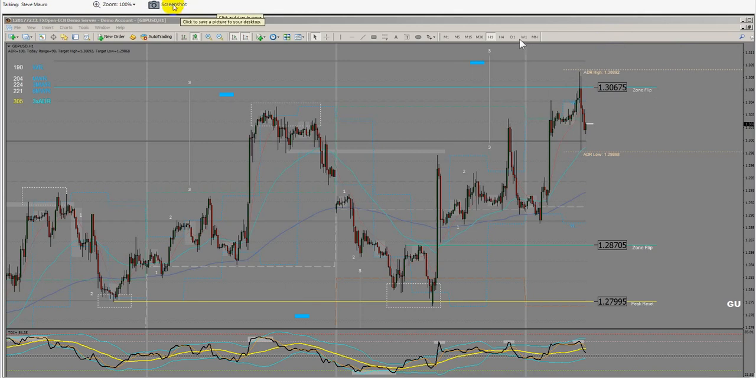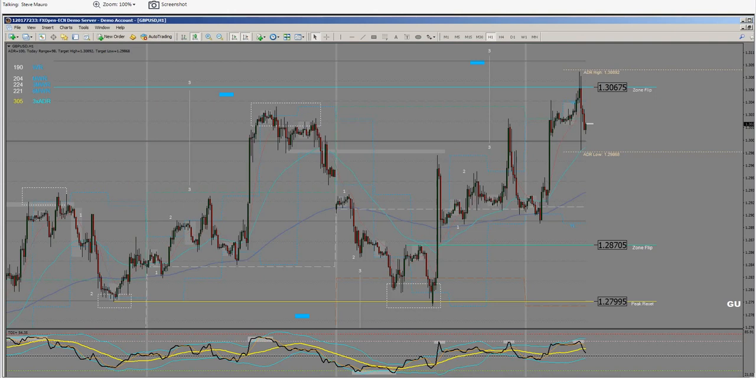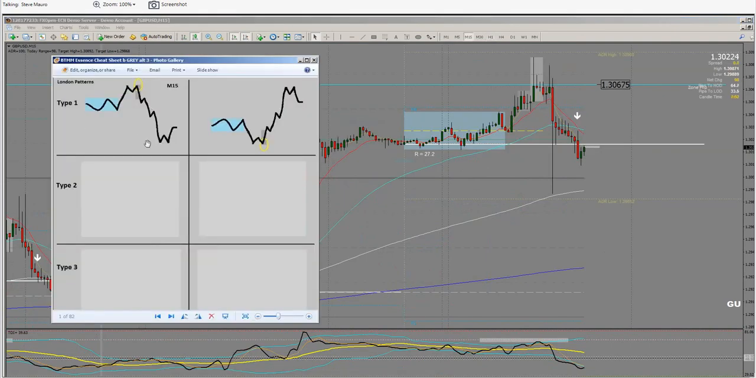Right? So I marked that in this D1 traps and zone flips area. Red because it's short. Got TDI extremes. That's short. So this is all conspiring to give us a level 3 short bias. That would have been the bias coming into the session last night for pound. And certainly you were blessed with, well, does it look like the drawing somewhat slightly?